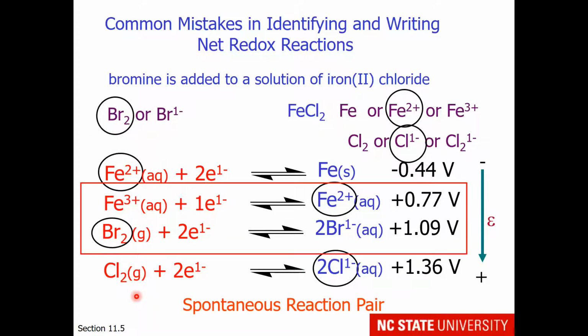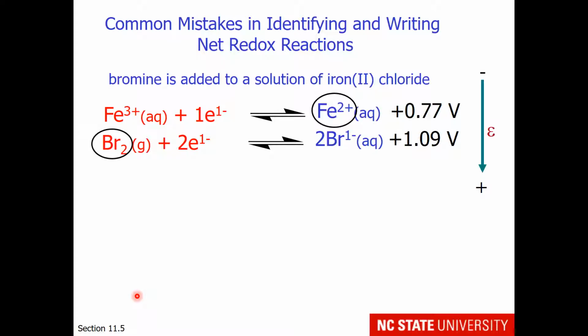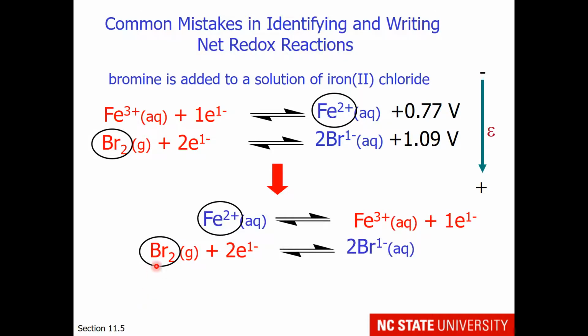Now it's our job to find some redox reaction where our reducing agent can give electrons to our oxidizing agent. And I trust you see that the half reactions in the middle are our spontaneous reaction pair. Here is our spontaneous reaction pair, and of course I leave the bottom reaction as is. This is our cathode. I take the top reaction and I turn it around. So Fe2+ is on the reactant side, and Fe3+ and 1 electron are on the product side.